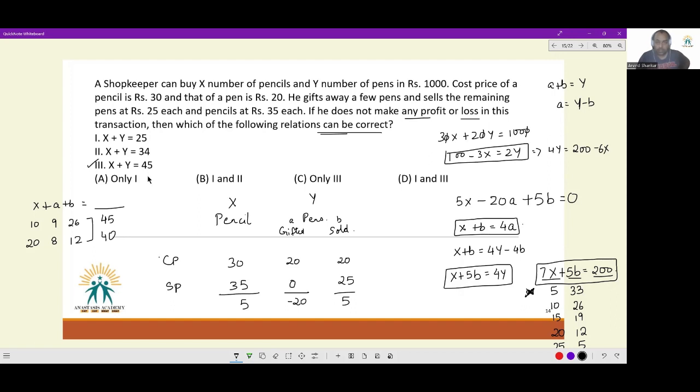So among these, which of these relations can be correct? Only 3 can be correct. You can also go ahead and plug in the numbers and check. But this would be the entire working. For gifted pens, you have to do separate working. For sold pens, you have to do separate working.